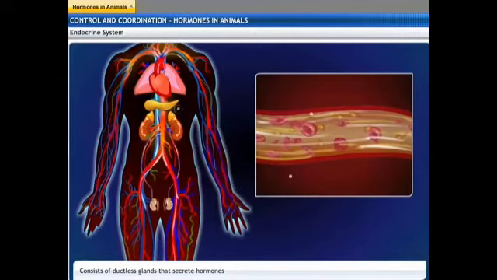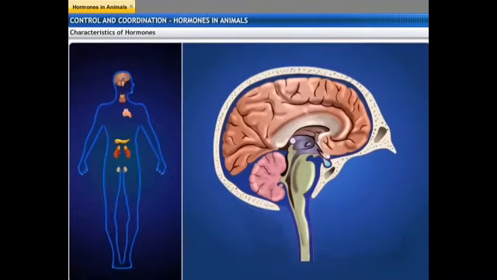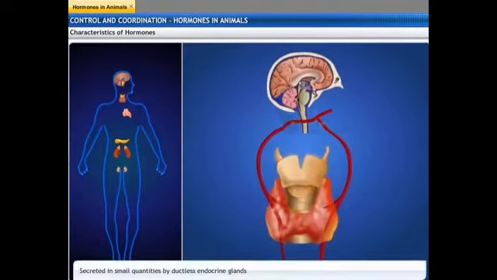Well, what is this endocrine system? The endocrine system consists of ductless glands. Duct means a tube, so they don't have tube-like structures to secrete the hormones. The hormones are released directly into the blood. A lot of hormones are released from regions of the nervous system, so let us focus on that.